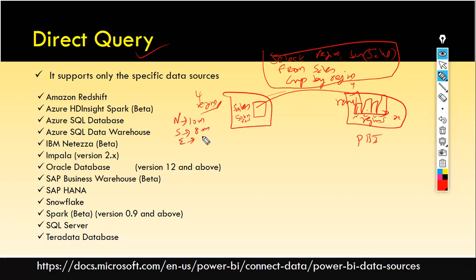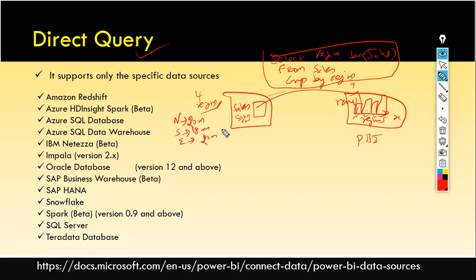In the east region, let's say you have 12 million records, or 18 million, or 22 million, say 20 million transactions. So in this case, what happens? This query will get executed against this table.